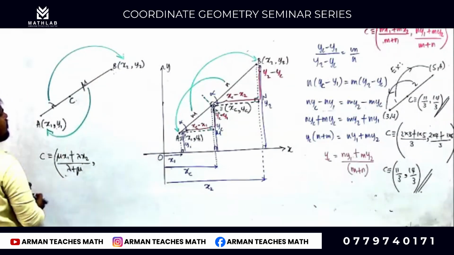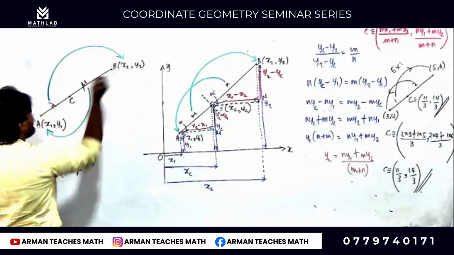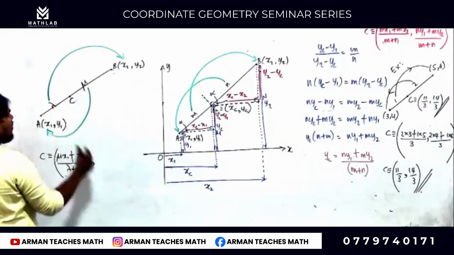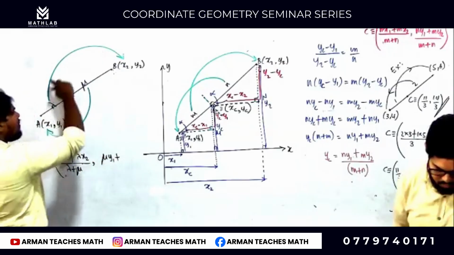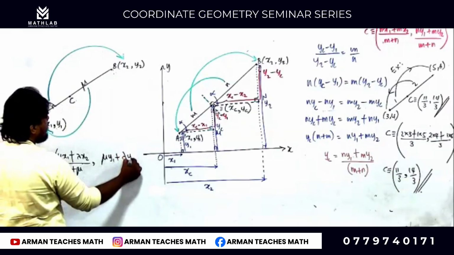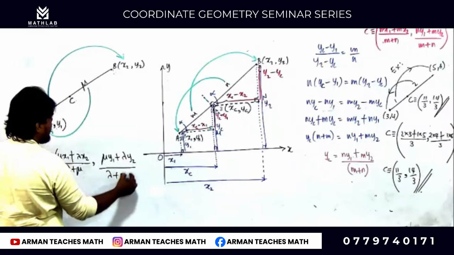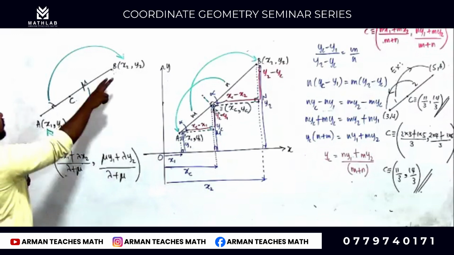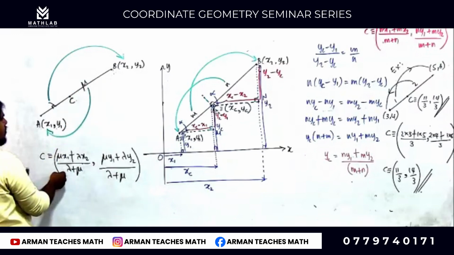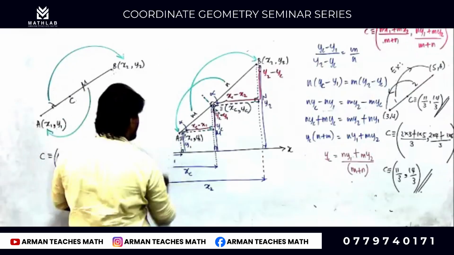That's the x coordinate. How to find the y coordinate? Mu times y1 plus lambda times y2, divided by lambda plus mu, or mu plus lambda. These are the coordinates. So if we know the x1, y1, x2, y2, lambda and mu values, we can calculate C's coordinates precisely. Let's take another example and see.